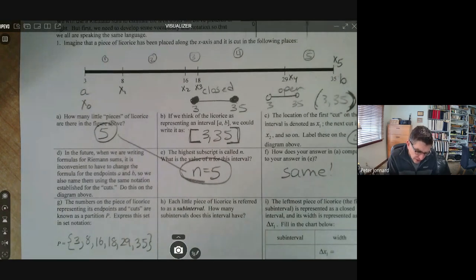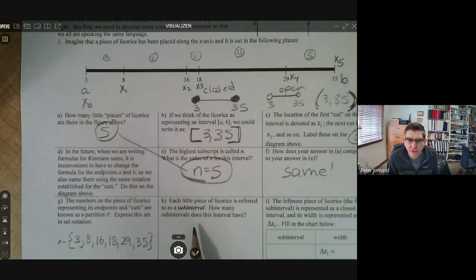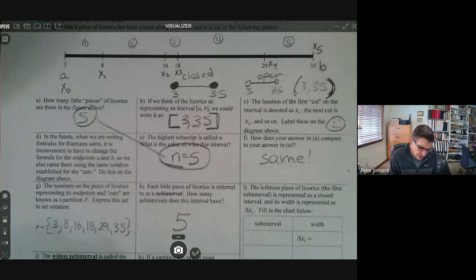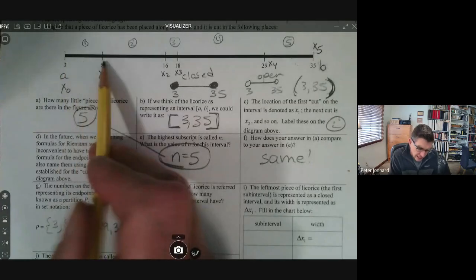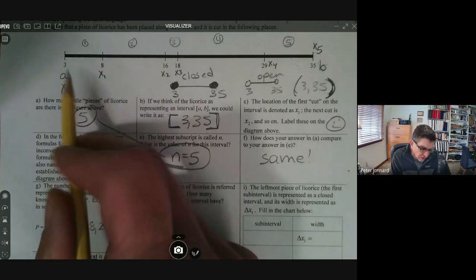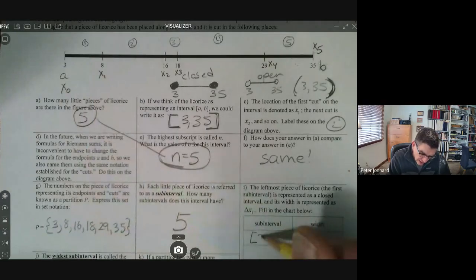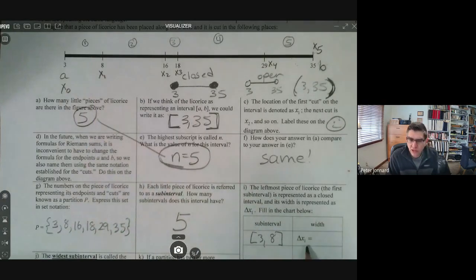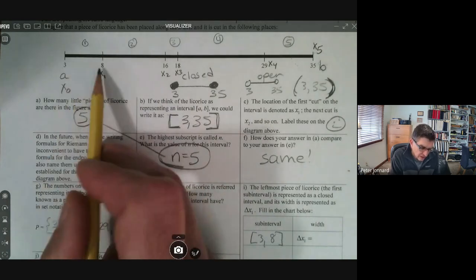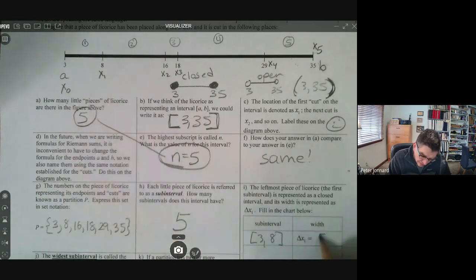Okay, each little piece of licorice is referred to as a subinterval. How many subintervals does this interval have? Well, we've already been through that. It's 5 once again. Okay, the leftmost piece of licorice, the first subinterval, so this from 3 to 8, is represented as a closed interval, and its width is represented as delta x sub 1. So the first subinterval is from 3 to 8, so we write it like this, and the width of it is just how far apart these two numbers are on the number line, and you just subtract 8 minus 3 and you get 5.